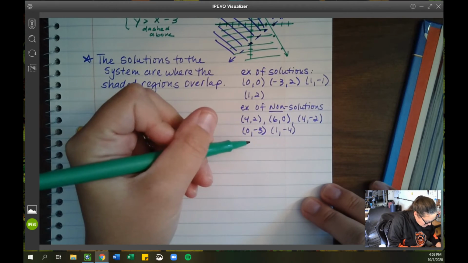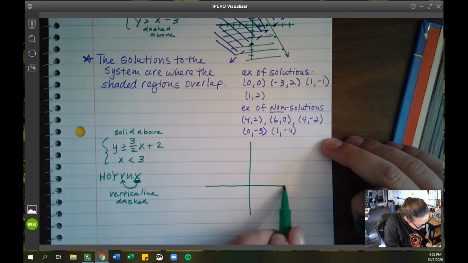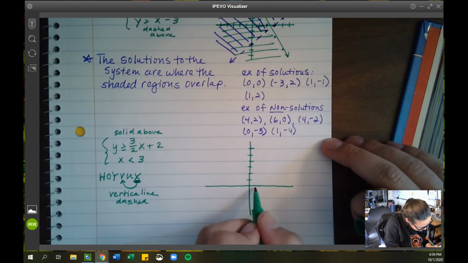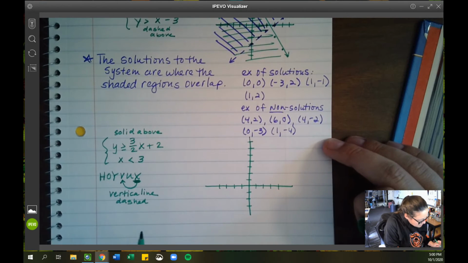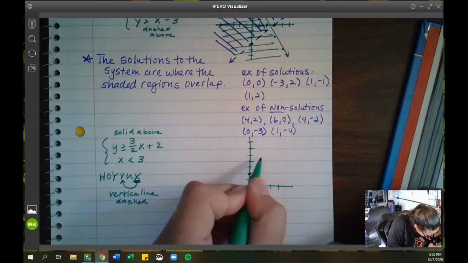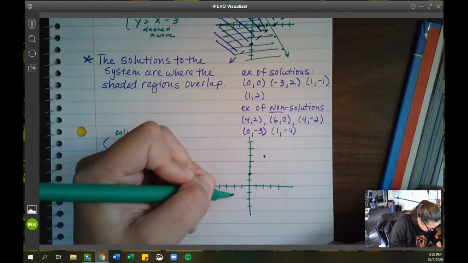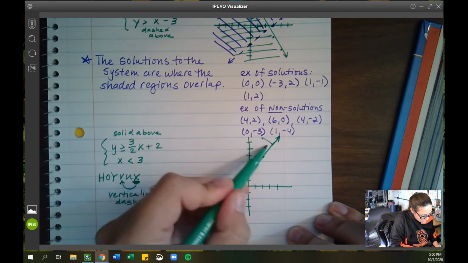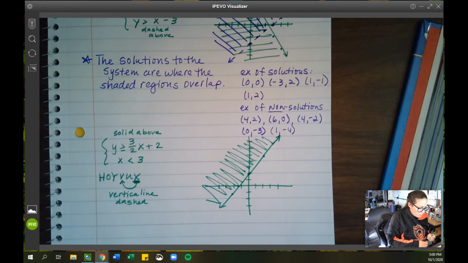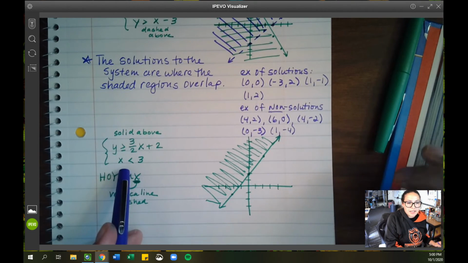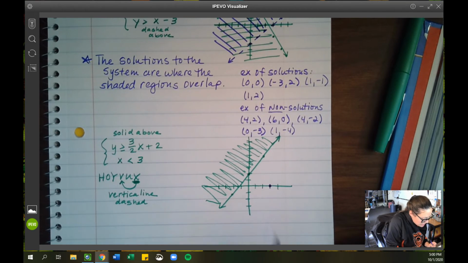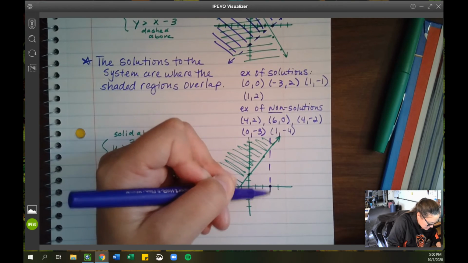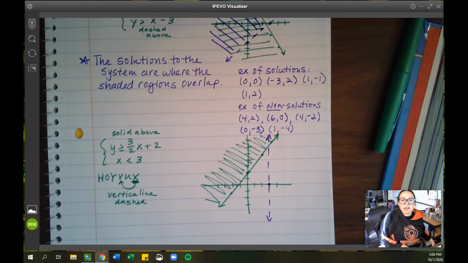All right, so let's set up our graph. Okay, start at 2, up 3 over 2, and this is a solid line. And we are going to shade above it. All right, now let's do x is less than 3. Like I said, this is going to be a vertical line. So I find where x is 3, and I'm going to draw a dashed line through where x is 3.